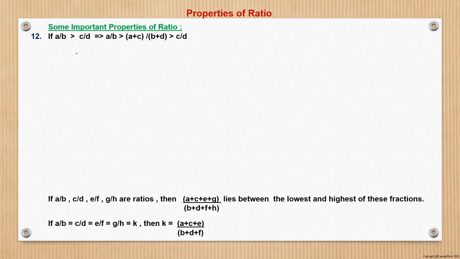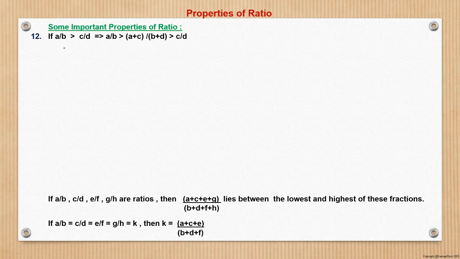So in this property, it's written that when the ratio a is to b is greater than c is to d, then a by b will be greater than (a plus c) upon (b plus d), which in turn will be greater than c by d. So what basically is this ratio? It is nothing but summation of numerator upon summation of denominator. So let's prove this, using the same concept we just learned.